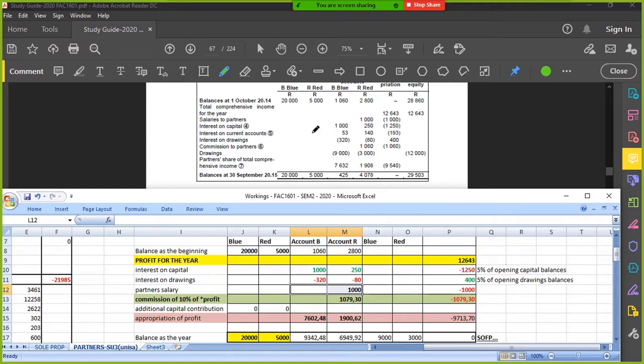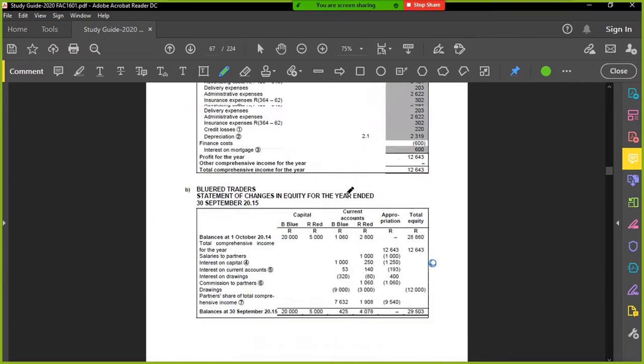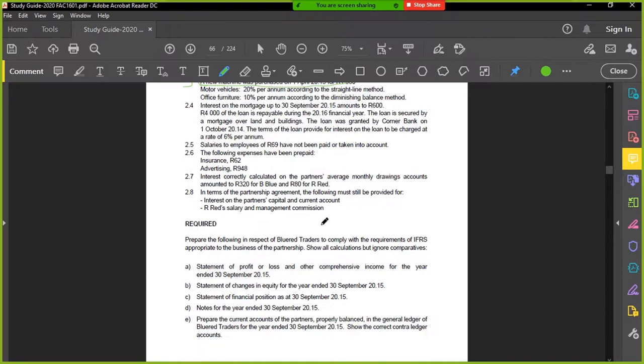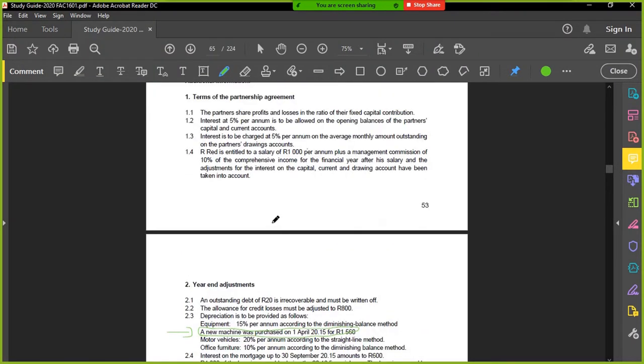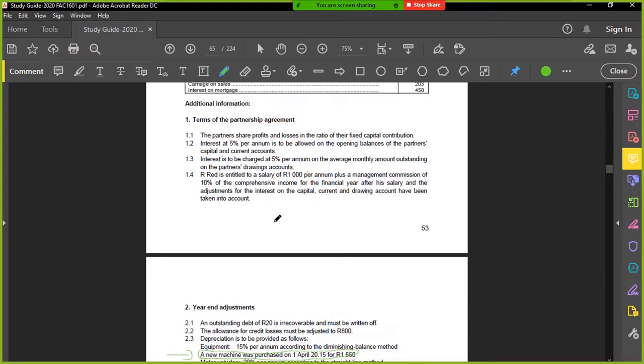Why do they have interest on current accounts? Did they say that in the question? I don't remember reading that. Do you remember reading interest on current accounts? Where do we see interest on current accounts? Oh. Be careful. Overlook that. Okay, 5% interest on the capital and the current accounts. Did I write down only the one, not the other one?